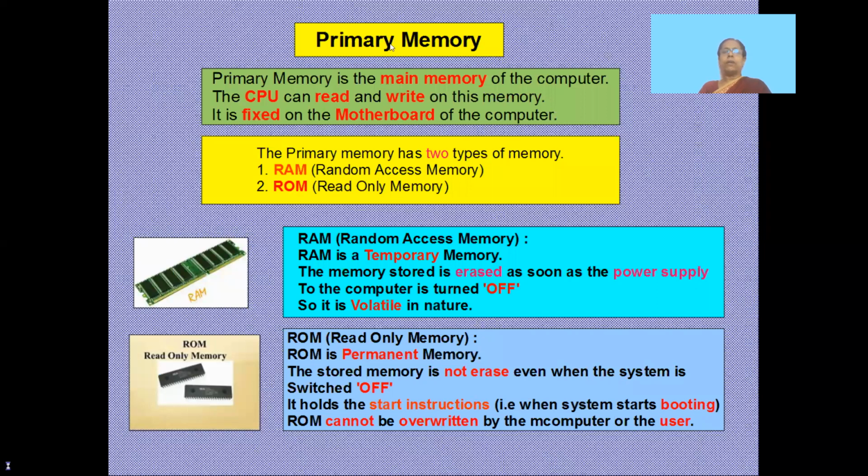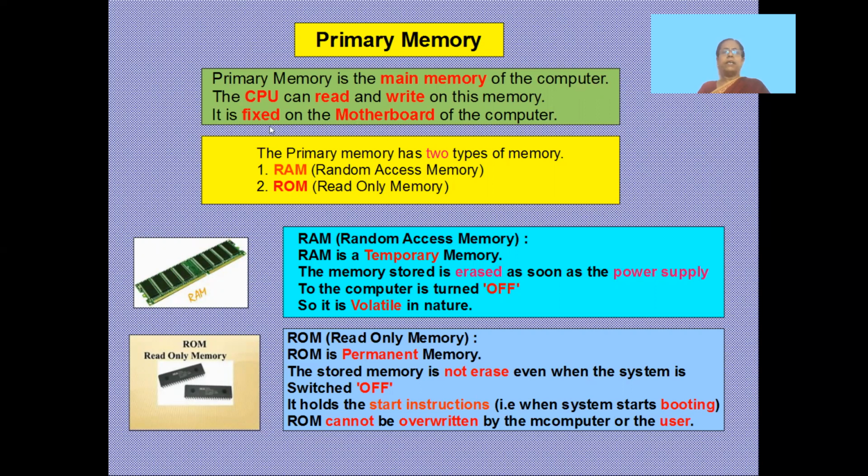Yes, as I told you, the primary memory consists of two parts, that is the RAM and the ROM. But what is primary? Primary memory is the main memory that is in the computer. And where is this? It is in the CPU. So the CPU can read and write on this memory.